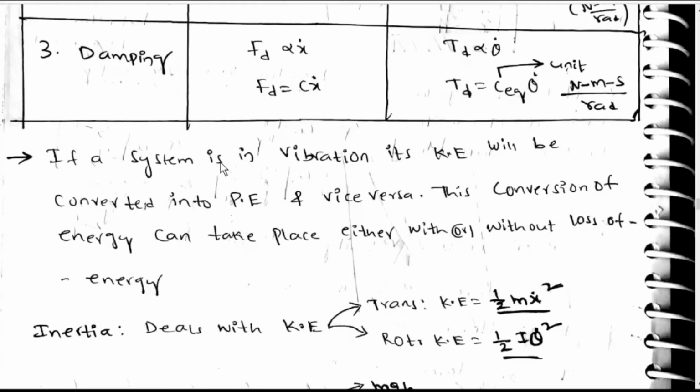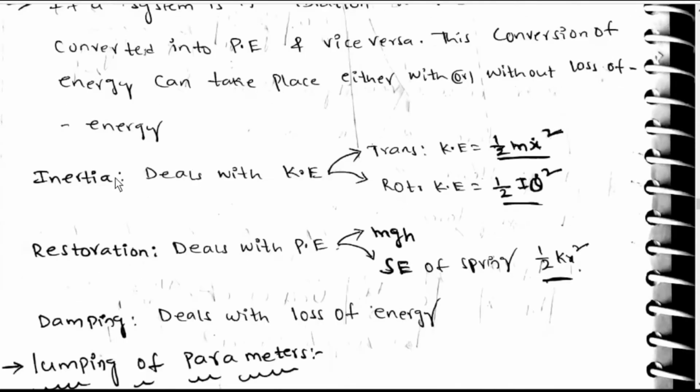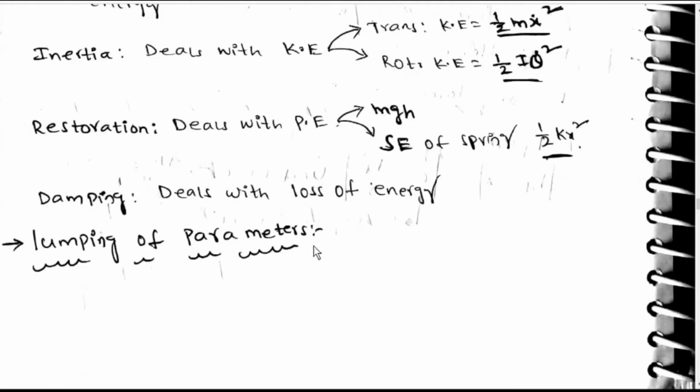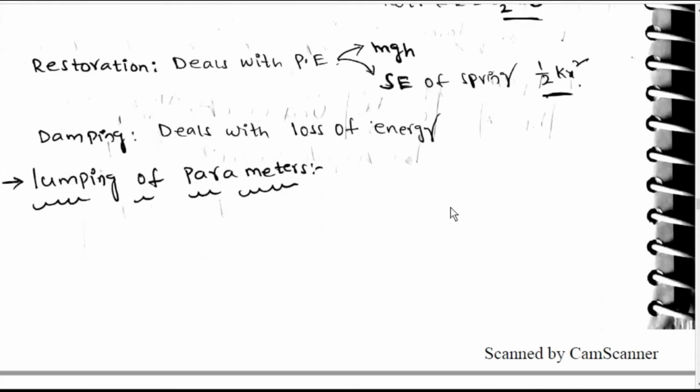If a system is in vibration, its kinetic energy will be converted into potential energy and vice versa. The conversion of energy can take place either with or without loss of energy. Inertia deals with kinetic energy. Translational KE is equal to half m x dot square. Rotational KE is equal to half I theta dot square. Restoration deals with potential energy, mgh, or energy of spring, which is equal to half k x square. Damping deals with loss of energy.